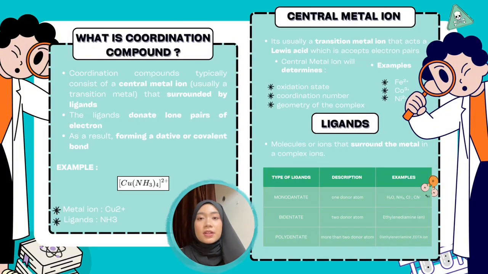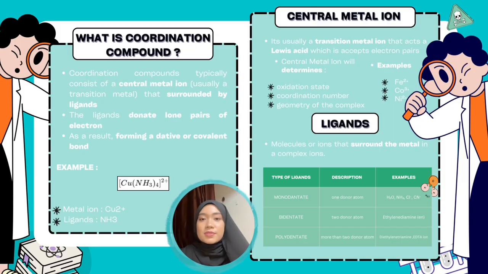Next, let's talk about the central metal ion. The central metal ion is usually a transition metal ion, and it behaves as a Lewis acid, which means it accepts electron pairs from ligands. The central metal ion plays an important role because it determines the oxidation state of the complex, the coordination number, and also the geometry or shape of the complex. Common examples of central metal ions include Fe2+, Co2+, and others.